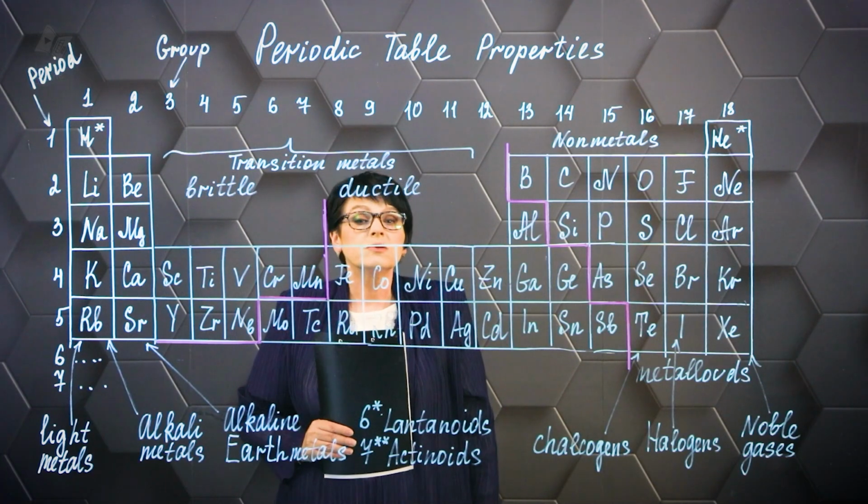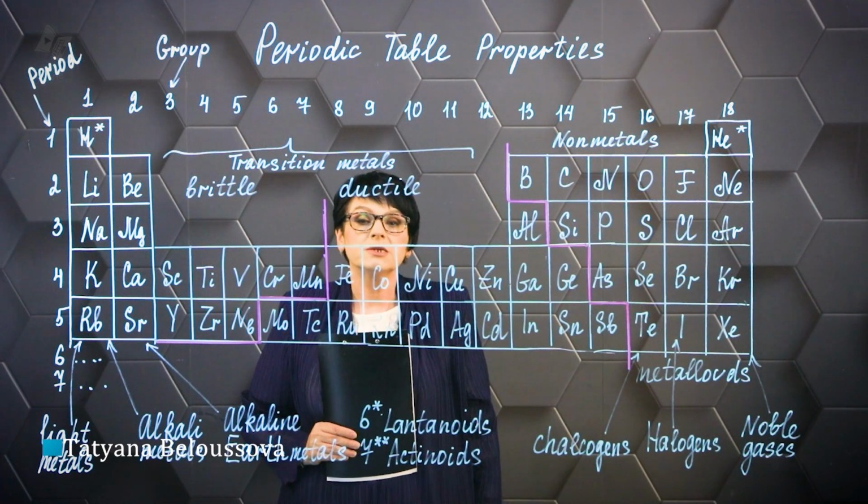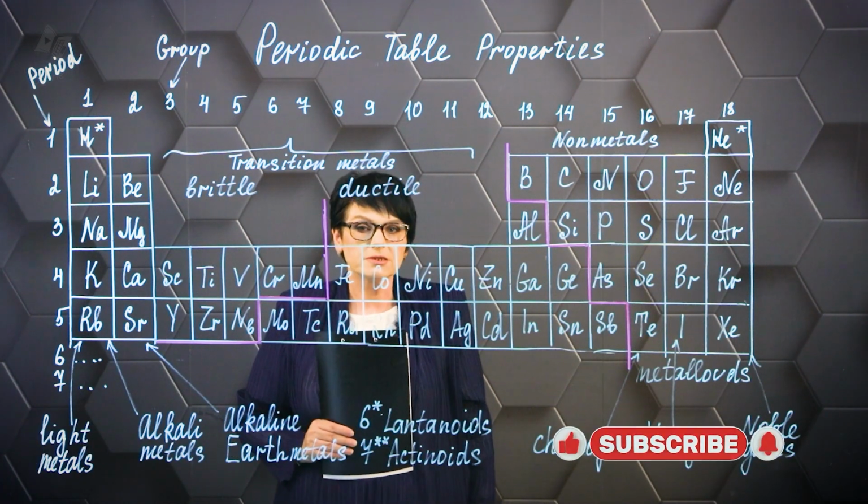Hello, today we are going to be looking at the periodic table. I will remind you that the very first version of the periodic table was created in 1869 by the Russian scientist Dmitry Ivanovich Mendeleev.